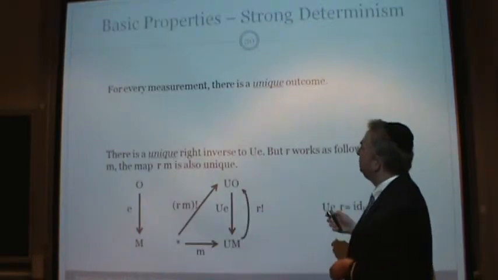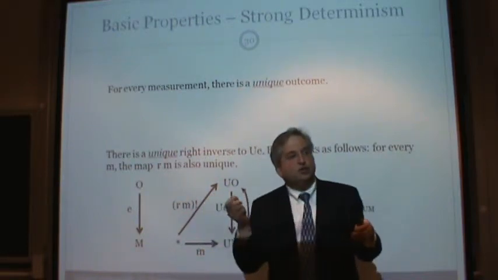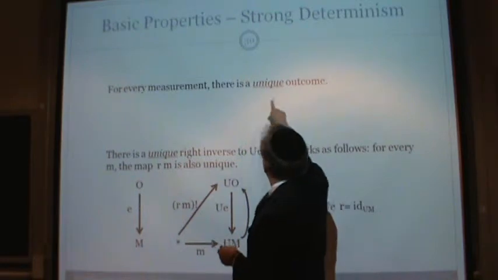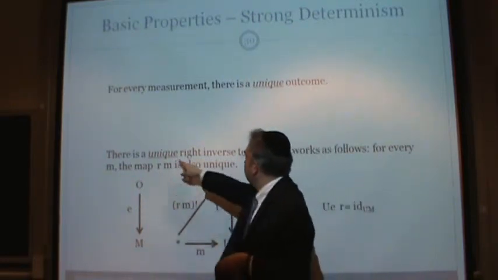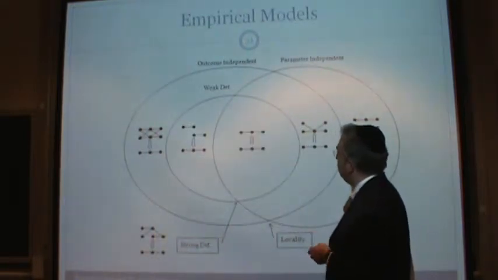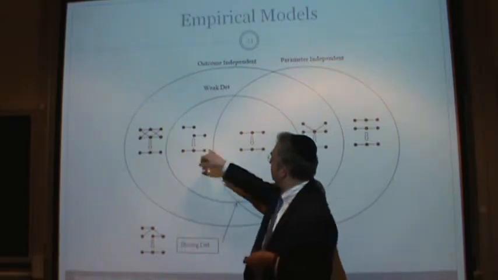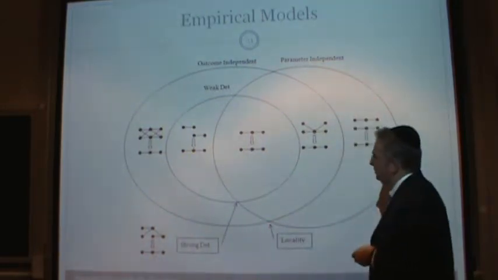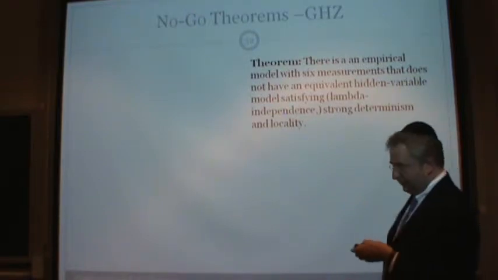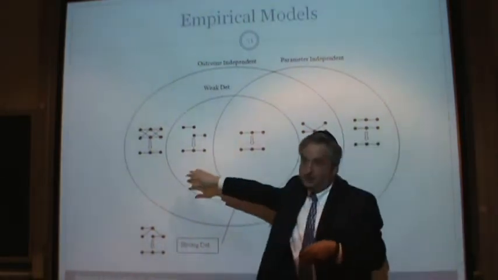Strong determinism is not for every set of measurements, but for every individual measurement. I want a unique map, a unique outcome. There is a unique right inverse to U of E. Basically, that says that. You'll see it in the example. This is strong determinism, and it turns out that it's a type of continuity. Okay, fine. That's all the properties, with examples of some of the properties.